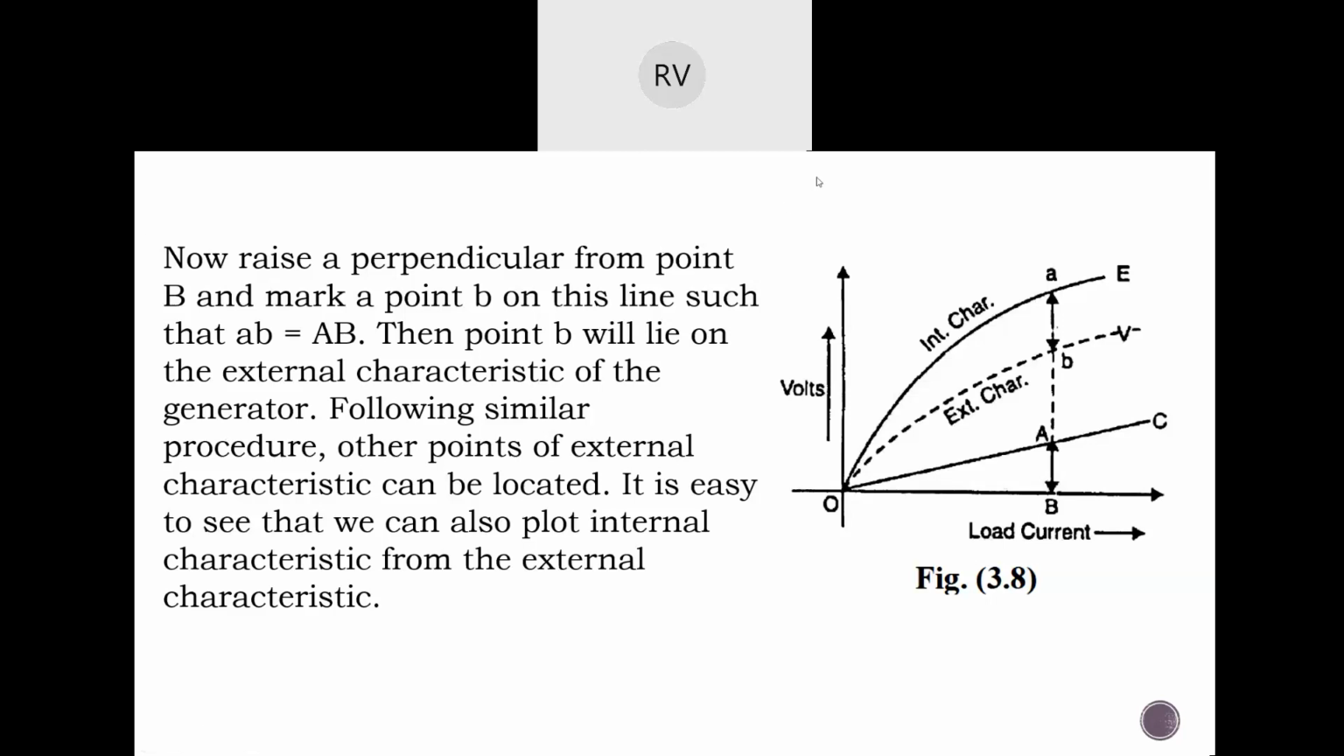He is assuming that we have the internal characteristics. If you know the drop from internal to external, then you can draw the external characteristics. So just by knowing one of them, if you have the internal characteristics, you can draw the external characteristics, and vice versa. If you have the external characteristics, then you can draw the internal characteristics.